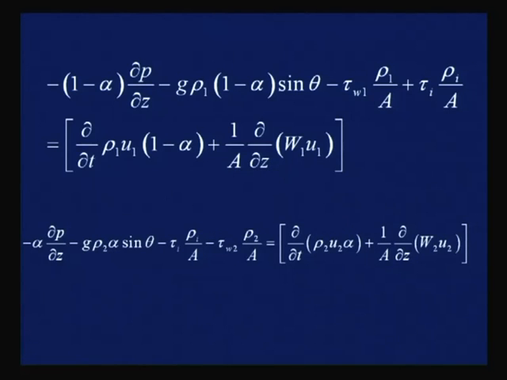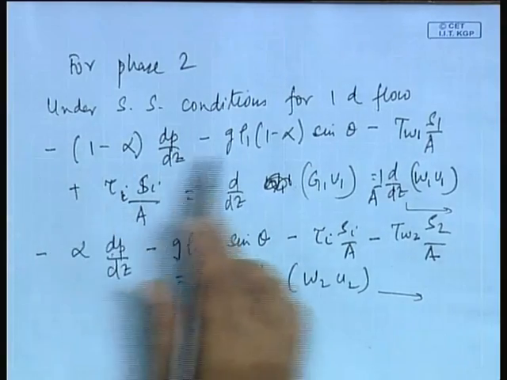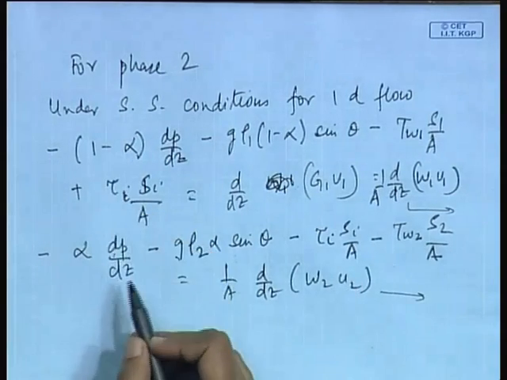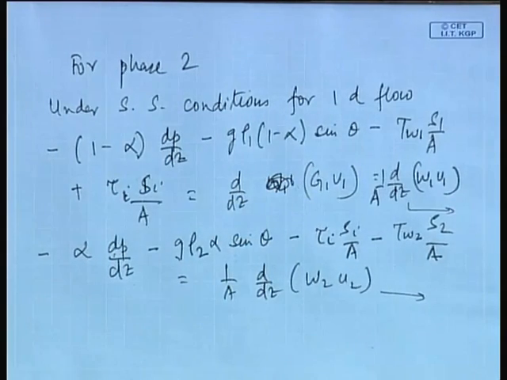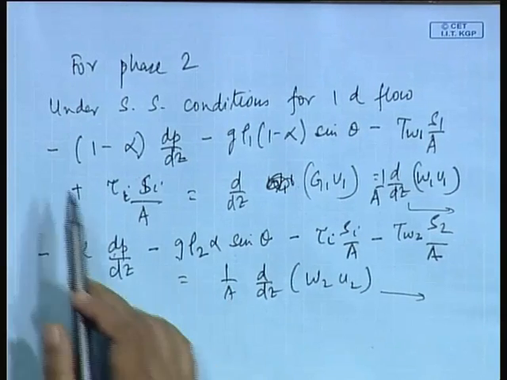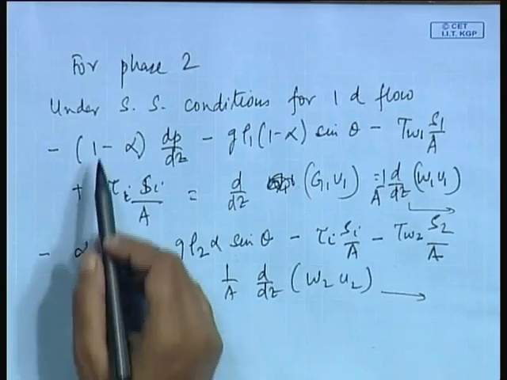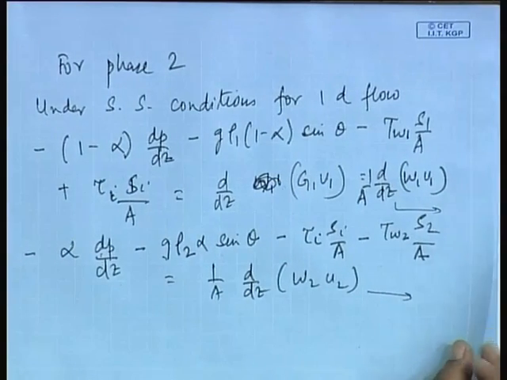Now these two equations can be combined in several ways to give us the mixture momentum equation. One is you simply add them up. The other is if you subtract one equation from the other. So what do we do? If we divide this particular equation with 1 minus alpha, and this equation with alpha, and then subtract one equation from the other, the dp/dz term cancels out, isn't it? Just do it and tell me what you are going to get. Let us see what you get.